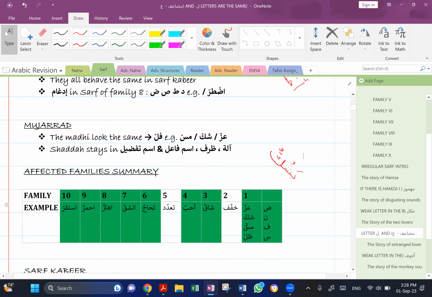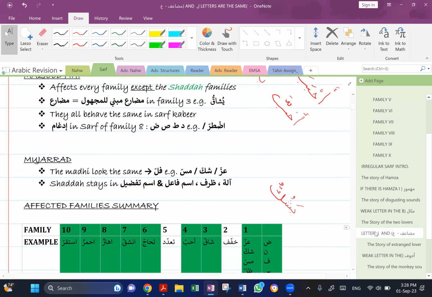Same thing with fatha. So massa, we don't say yamsu. We're going to say massa because it's fatha, yamassu. See that? Sami'a. So this one, remember in the madi, it's going to be just dhalla. You can't have dhilla. It's not going to be there. All of them are just going to be dhalla, shakka. Remember we talked about falla. All the patterns are going to look like this.